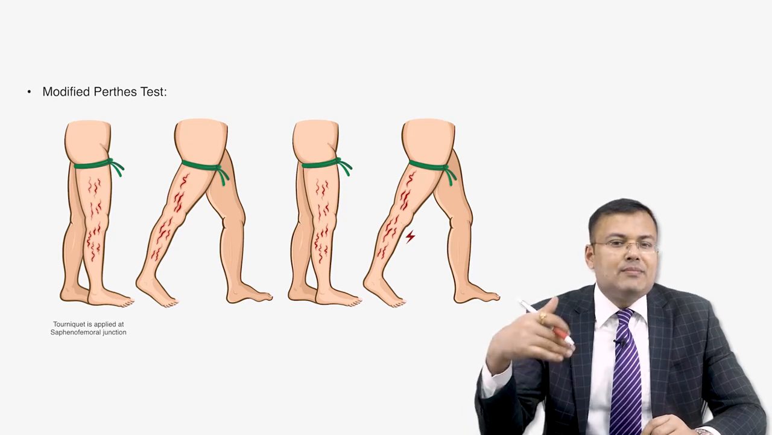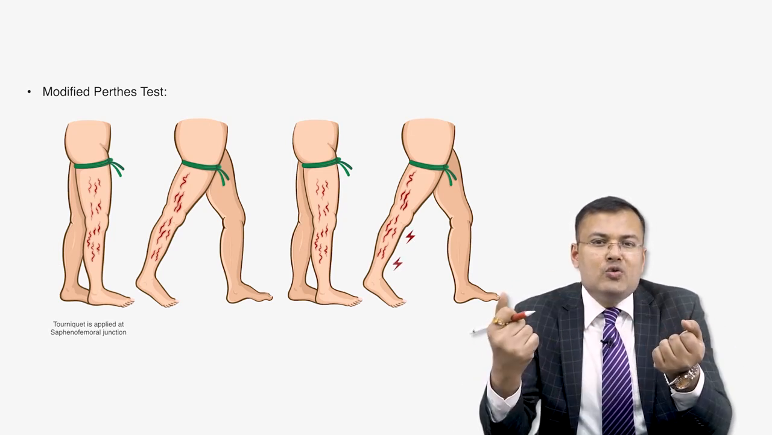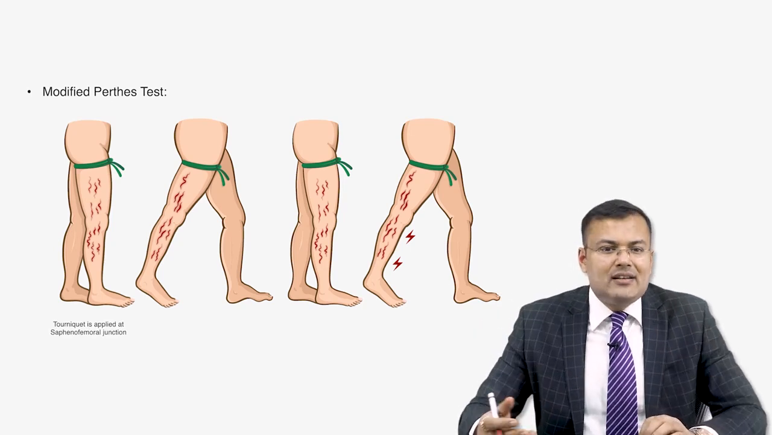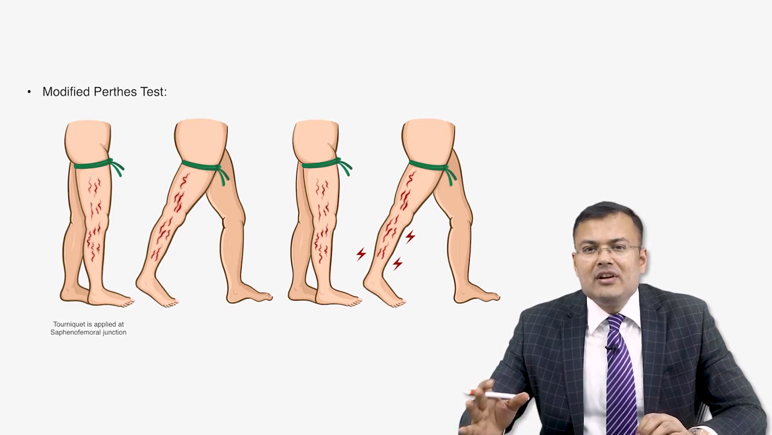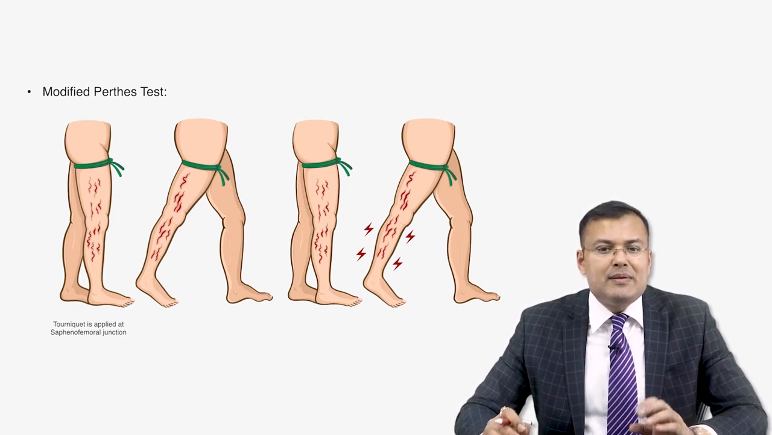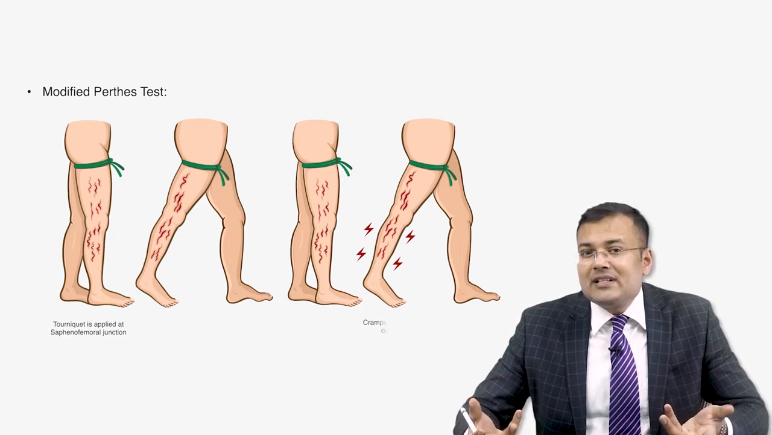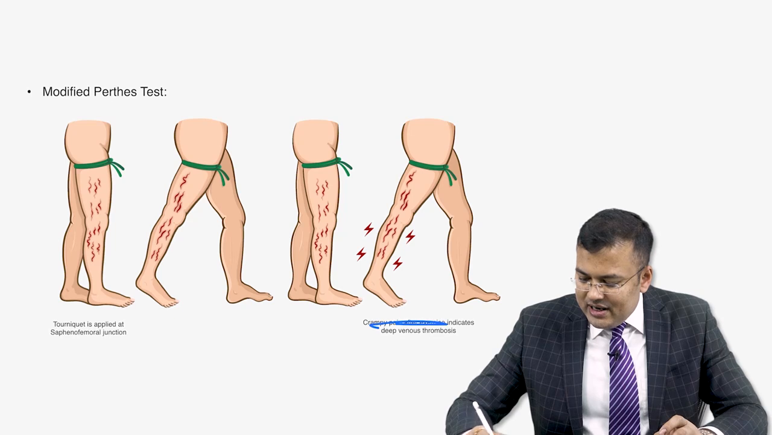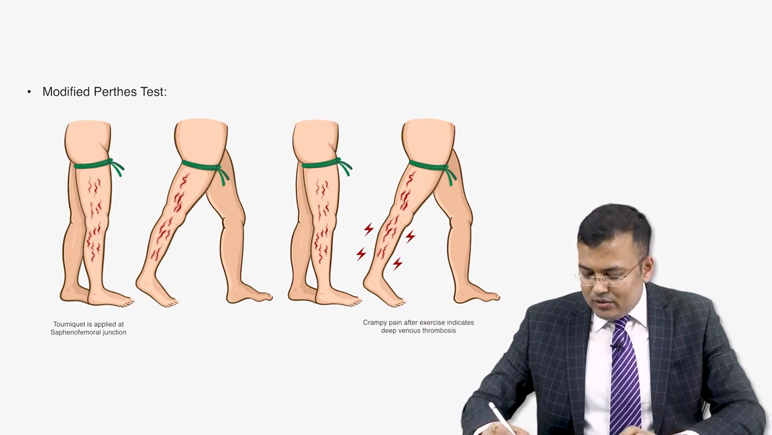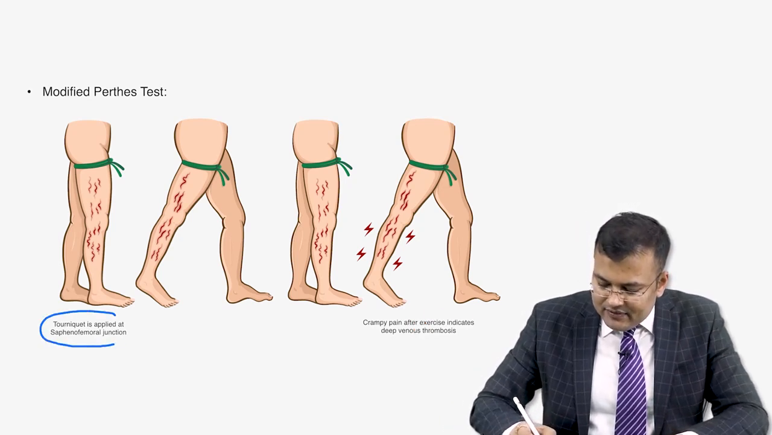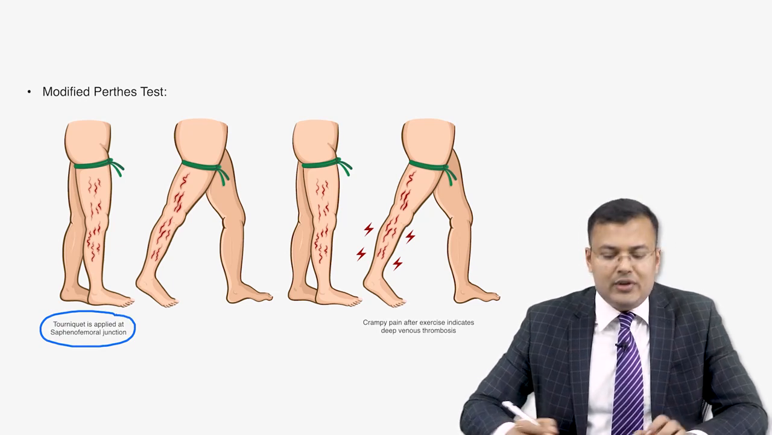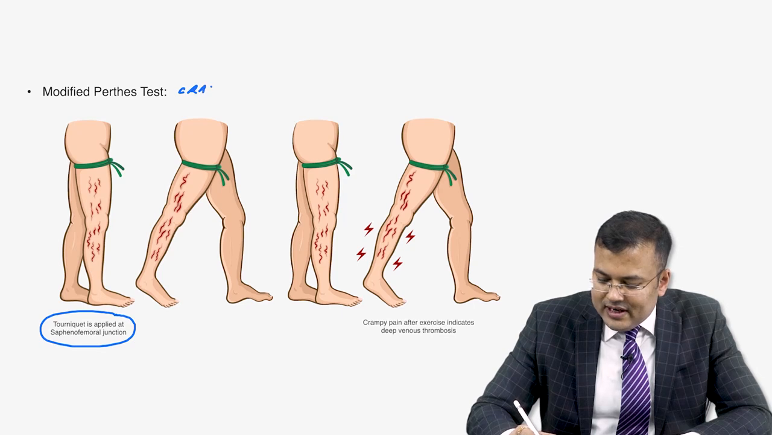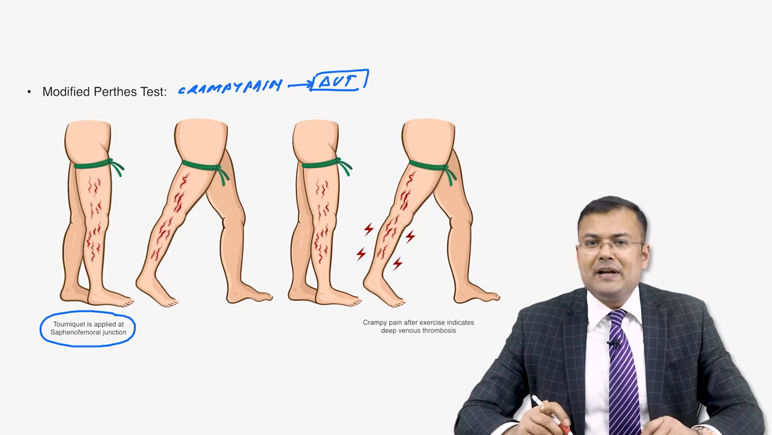Clear? Why? Because by this tourniquet, you have occluded the saphenofemoral junction. It is applied at the saphenofemoral junction, so drainage from the superficial system has been blocked, and if the deep venous system is already blocked, what will happen? Crampy pain. So in modified Perthes test, at the place of the elastic bandage, we are applying the tourniquet. Here also, after work or exercise, if the patient has crampy pain, it means the patient has DVT. So this is Perthes and modified Perthes test.